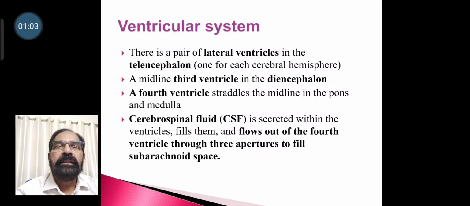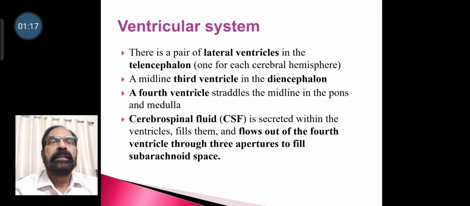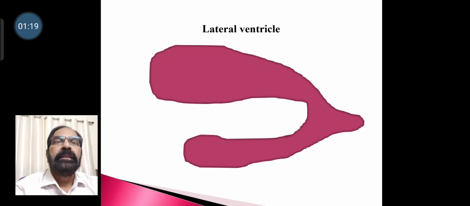and cerebrospinal fluid is secreted within the ventricles, fills them and flows through the fourth ventricle through three apertures to fill the subarachnoid space. So the picture showing the lateral ventricle with different horns, that is the anterior horn, posterior horn, then inferior horn and body.